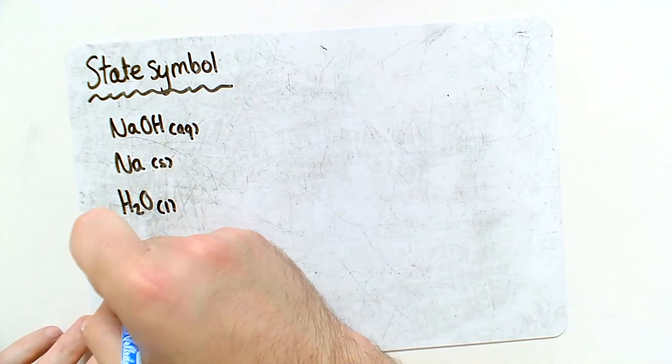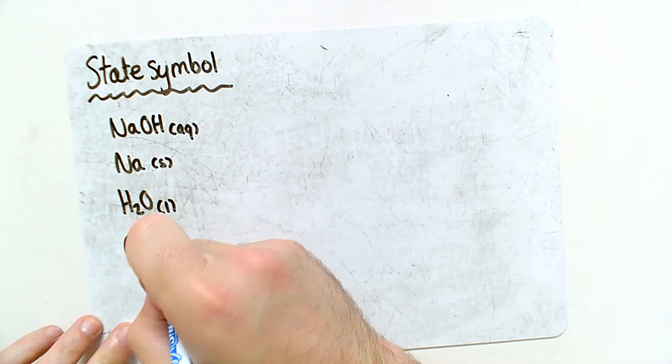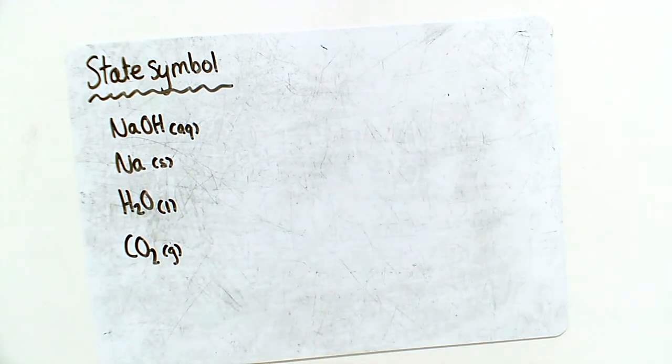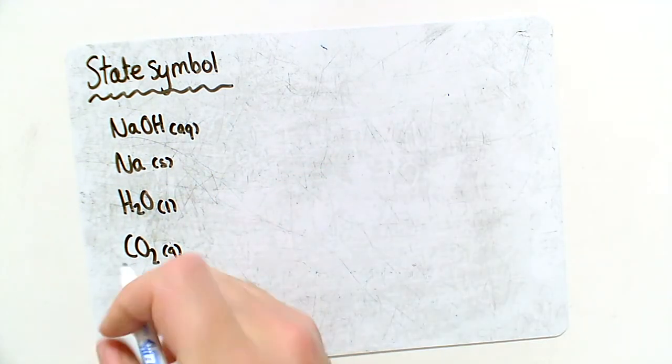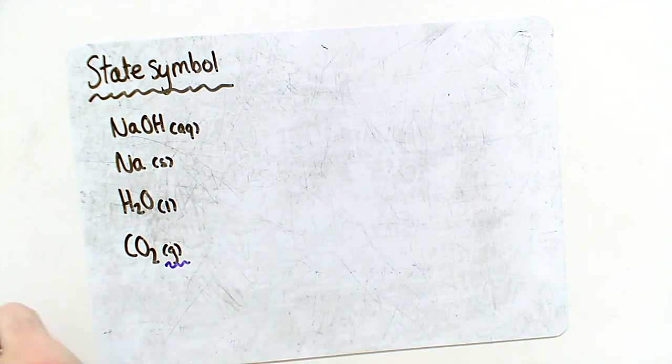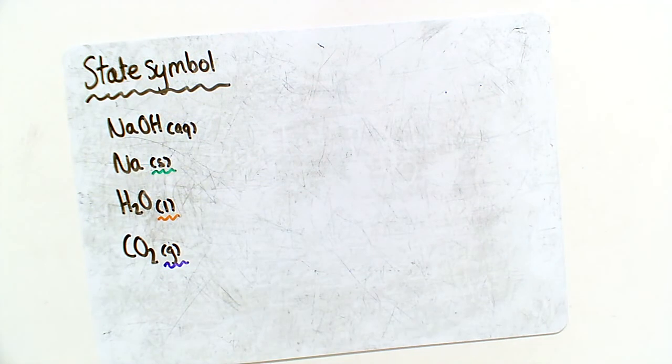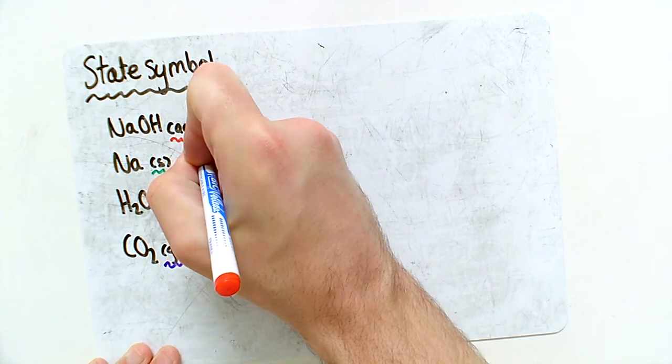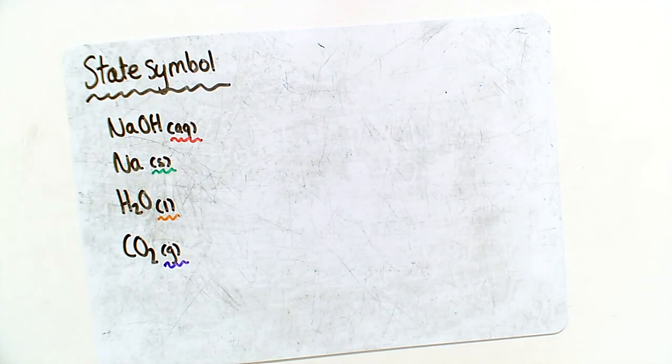And carbon dioxide, we'd see it with a G. Now these things here are what we call our state symbols. So we've got G, we've got an L, we have got an S, and we also have a Q. And what those symbols tell us is what physical state those chemicals are in.